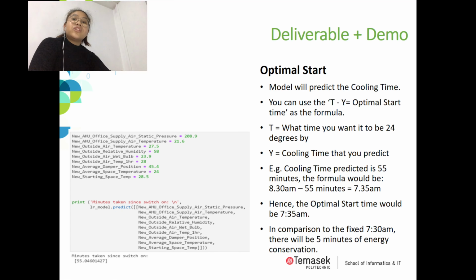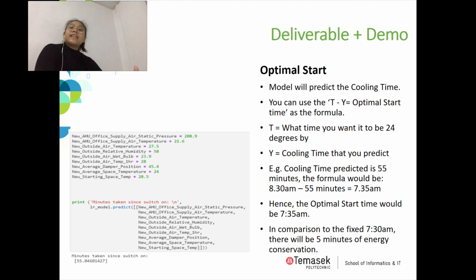As we have mentioned on how we would like to predict the specific optimal time, these are the codes that we use on the Python file, in which for optimal start, those are the variables here, and you will just input the values of each variable. For example, the static supply air static pressure was 208.9 at that certain time, and so on. Just input all those values, and once you run it, you will get the minutes taken since switch on.